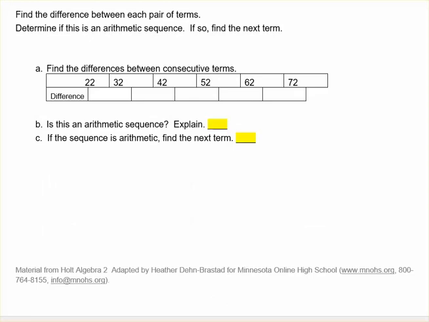Let's look at our first example. We're going to determine if this is an arithmetic sequence. So what we need to do is find the difference between each pair of numbers. Our first set is 22 to 32. Now, when these are whole numbers, you might be able to do this in your head. Some of them are decimals, so you'll probably use a calculator. In this case, we would take 32 minus 22, which gives us a difference of 10.